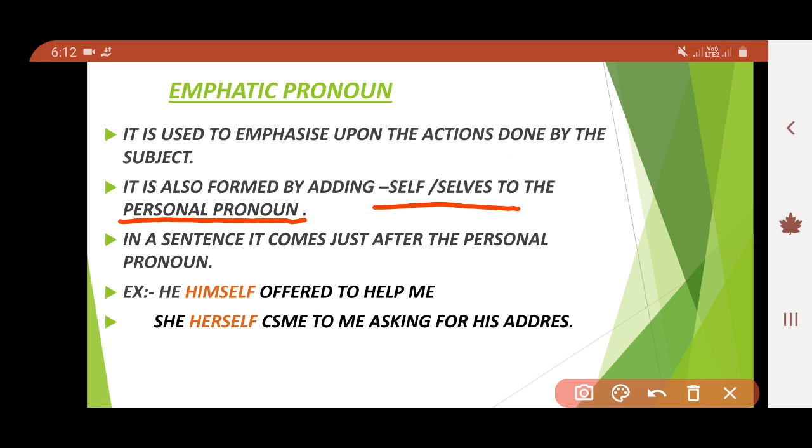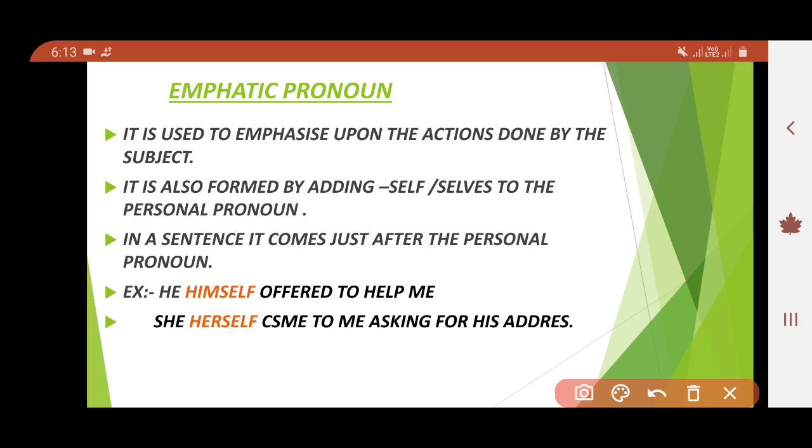So how can we form emphatic pronoun? We can use self to the singular number, and we can use selves to the plural number of a personal pronoun. So how can we form emphatic pronoun? We can form emphatic pronoun by adding self to the singular number or selves to the plural number of the personal pronoun. Okay, so let us go with some examples.